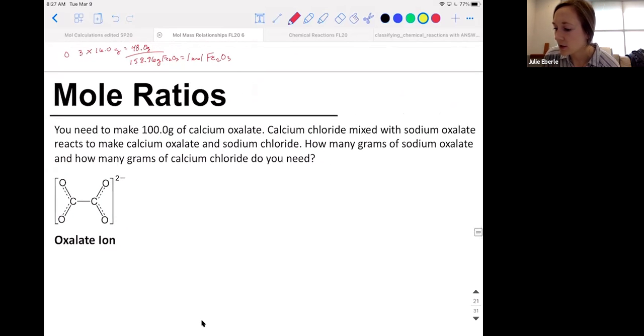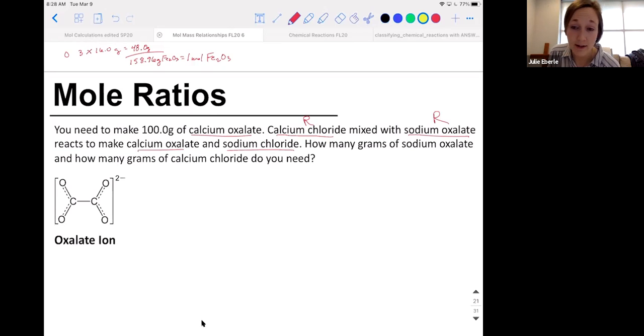So it says you need to make 100 grams of calcium oxalate. Calcium chloride mixed with sodium oxalate react, so those are your reactants, and they react to make your products, calcium oxalate and sodium chloride. So it's a double displacement reaction. How many grams of sodium oxalate, and here's the second question, how many grams of calcium chloride do you need? Again, we'll probably just answer one of those questions because you work on both the exact same way. So calcium oxalate, that's one of our products. Calcium chloride mixed with sodium oxalate, I'm going to put an R for reactants. These are our reactants. And then calcium oxalate and sodium chloride, these are our products.